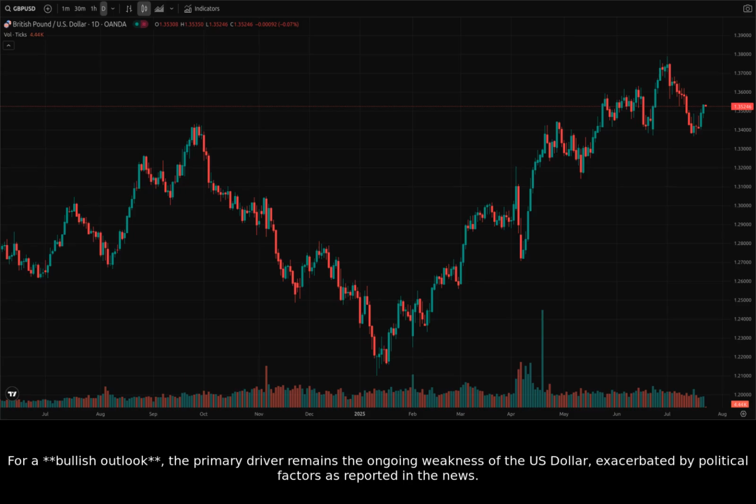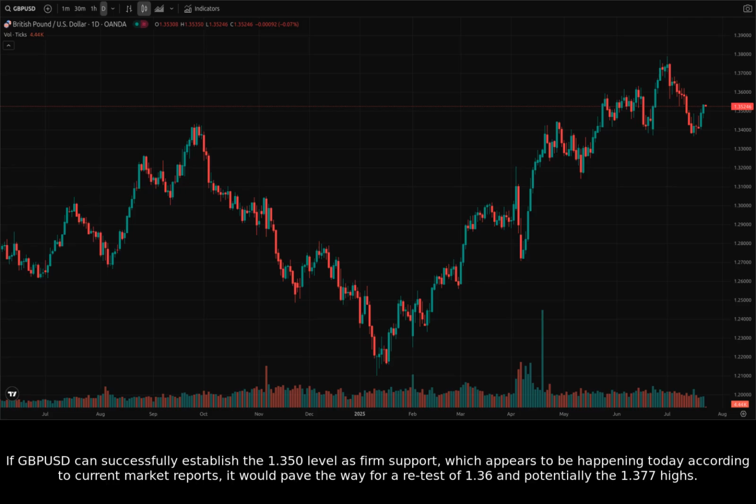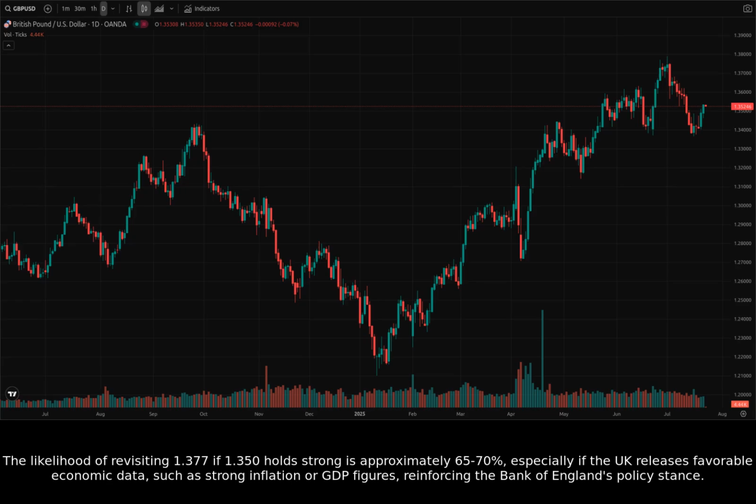For a bullish outlook, the primary driver remains the ongoing weakness of the US dollar, exacerbated by political factors as reported in the news. If GBPUSD can successfully establish the 1.350 level as firm support, which appears to be happening today according to current market reports, it would pave the way for a retest of 1.36 and potentially the 1.377 highs. The likelihood of revisiting 1.377 if 1.350 holds strong is approximately 65 to 70%, especially if the UK releases favorable economic data, such as strong inflation or GDP figures, reinforcing the Bank of England's policy stance.